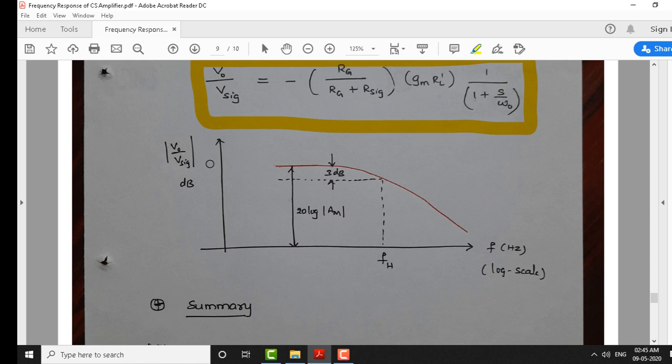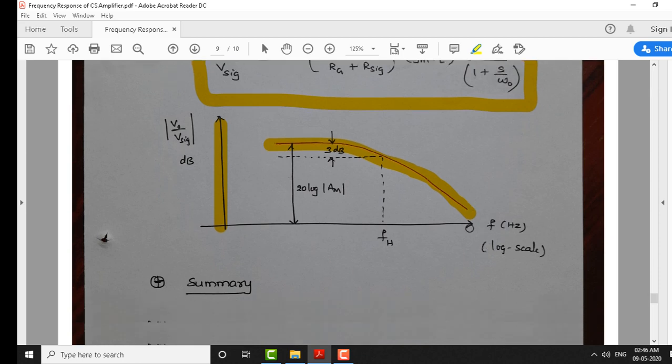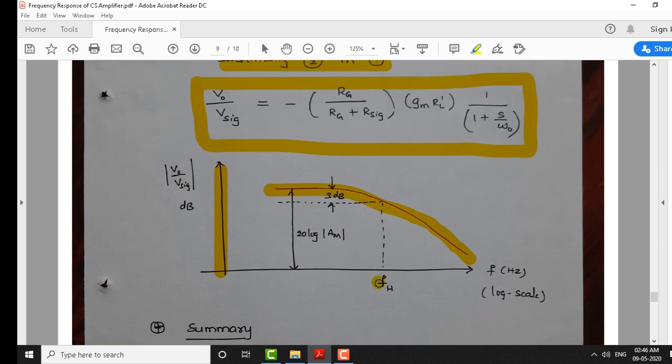Now let us plot the high frequency response of the common source amplifier after deriving the expression for voltage gain. V0 by V signal is shown along the y-axis, and its frequency behavior is plotted, where you can see omega naught here. The curve behaves like a high pass filter. So this is the high frequency response of the common source amplifier. We know the equation for FH, and we derived the equation for overall voltage gain, which is plotted along the y-axis.